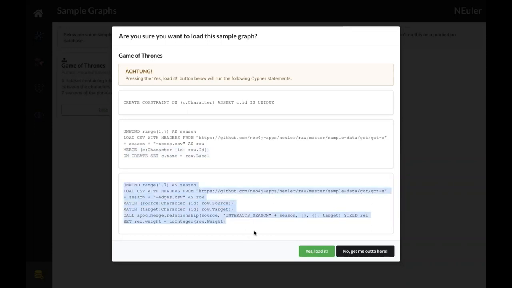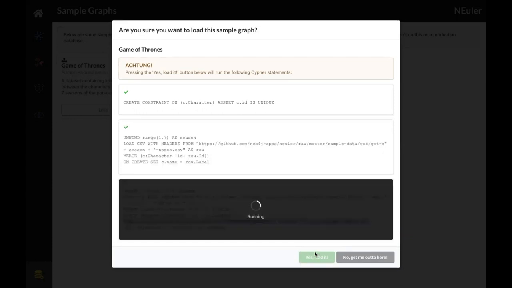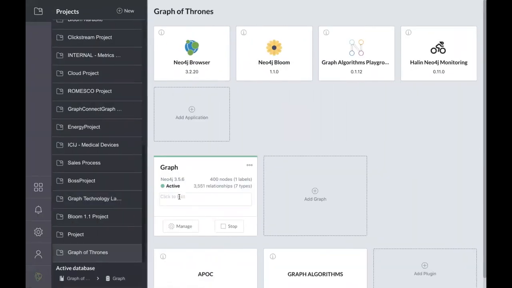The third query over here is going to connect the characters with INTERACTS_SEASON relationships. There are going to be different INTERACTS_SEASON relationships for different seasons: INTERACTS_SEASON1, INTERACTS_SEASON2, up until 7. That's what these queries do. You can click that and it's going to be running. I already have the data set in my database, but because it's MERGE, I don't need to worry about it. It's just going to say, I've got it, and not do anything particular. If I go back to my database here, I still have 400 nodes and 3,500 relationships.